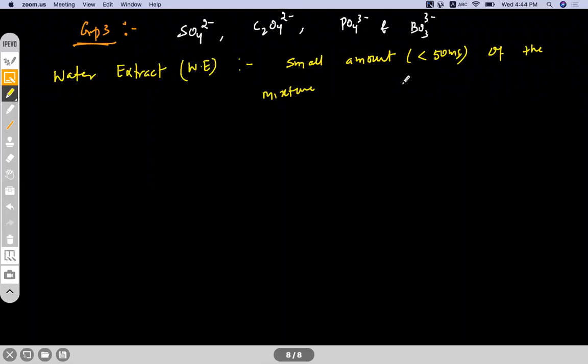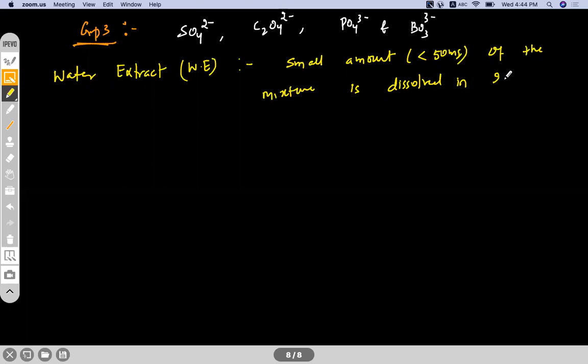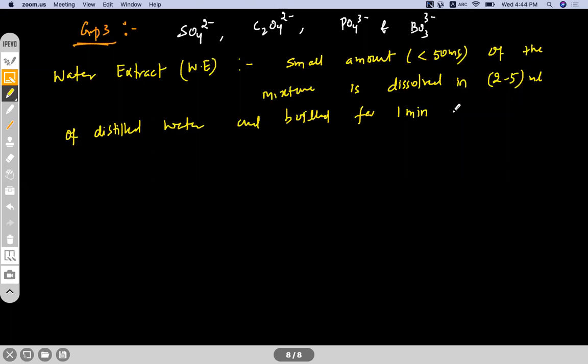The mixture is dissolved in two to five ml of distilled water and boiled for 1 or 2 minutes and centrifuged. Okay, after centrifuging, whatever we get, we call it water extract.